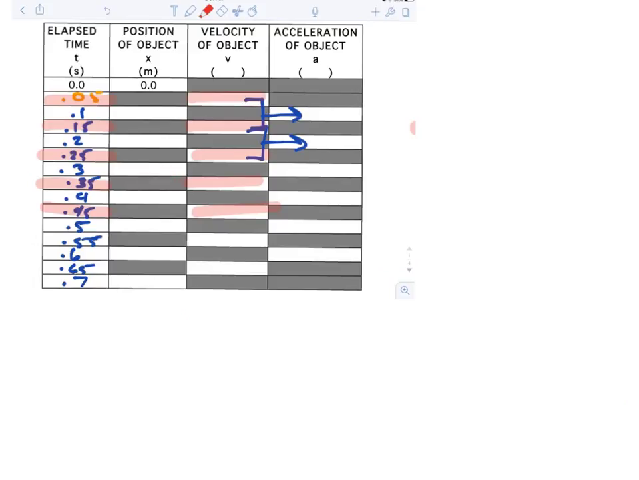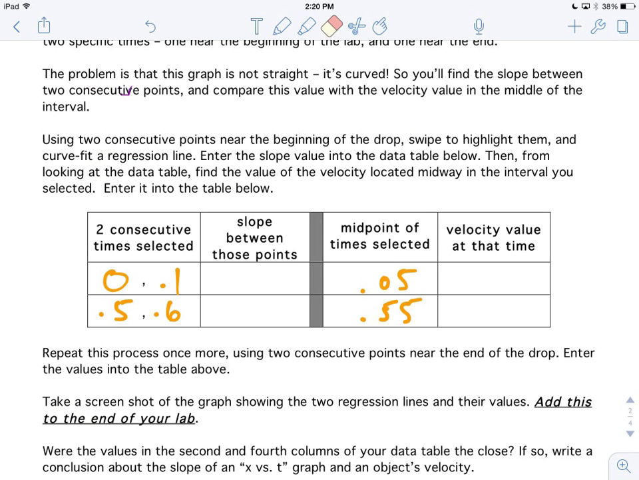The next thing you're going to do is take a look back at your data table, and we are just now going to be looking at times and velocity. And if you notice on your data table, your velocities line up with the times that are in between the 0.1, 0.2, 0.3. They line up with those in-between numbers. So when you go back to your data table, down here in the analysis part, you should be looking at the midpoint number that corresponds to the two that you picked there.